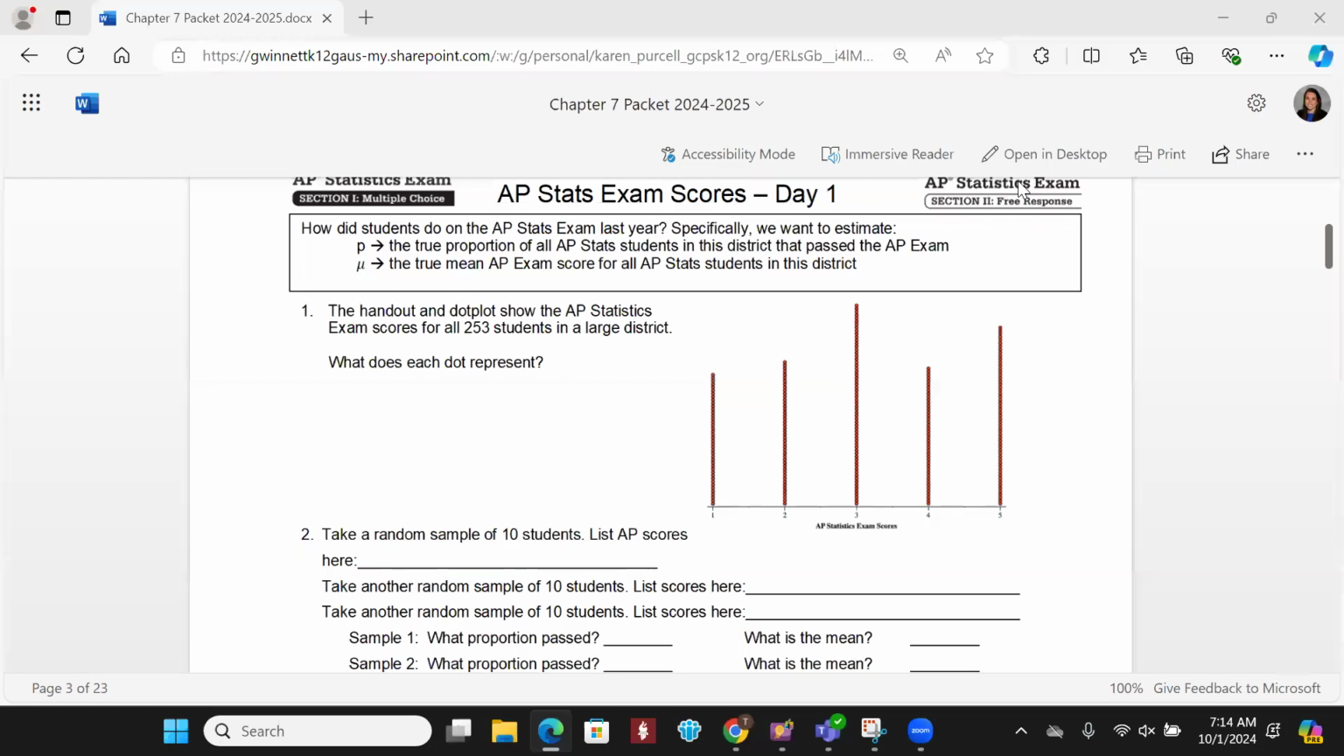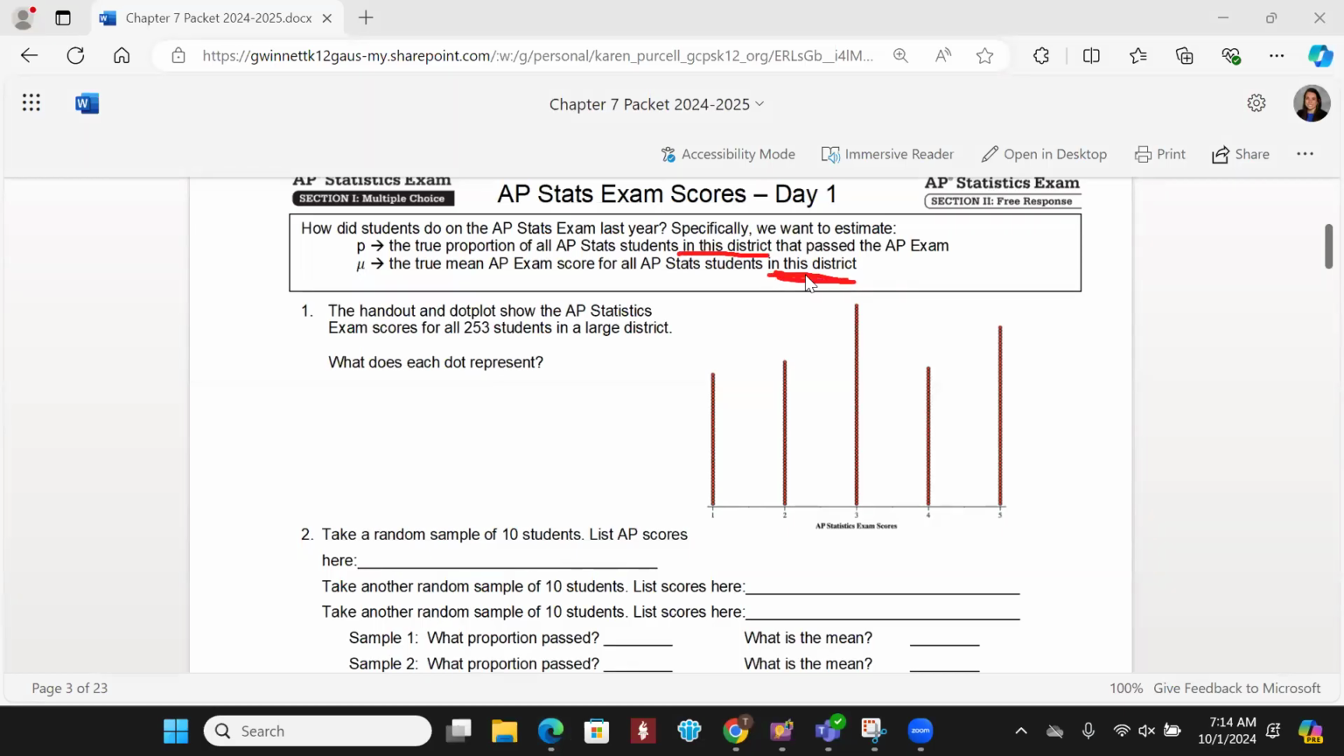All right. AP stat exam scores, day one. So, what did these students do on the AP stats exam last year? Specifically, we want to estimate P, which is the true proportion of all AP students in the district that passed the AP exam, and mu, which is the true mean of the AP exam score for all stat students in this district. Notice how it says specifically in this district.